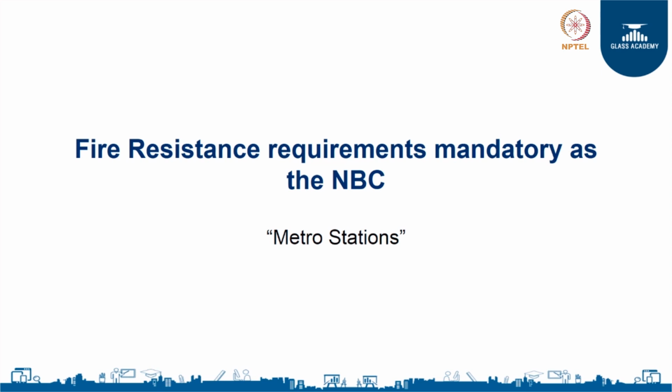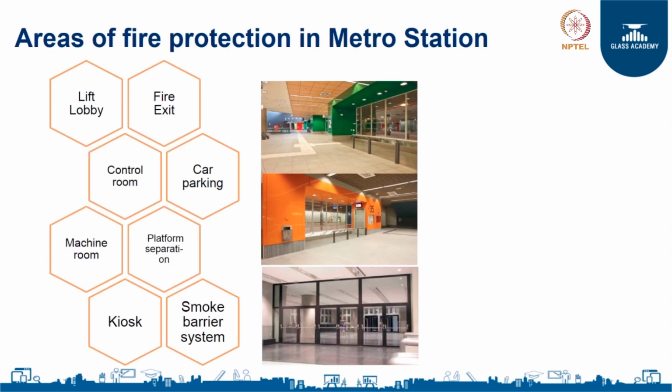Next very important area is the metro stations. Again, in metro stations you see more or less the same areas, but an interesting addition to the metro station would be the control room and machine room. Again, it's going back to the continuity of operations. In a metro station, one needs to ensure that there is no hindrance in the activities that happen in the control room.